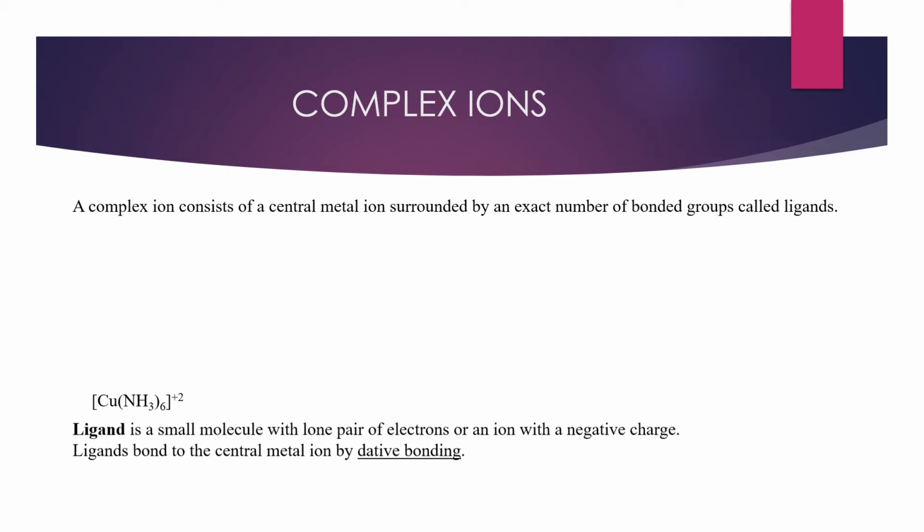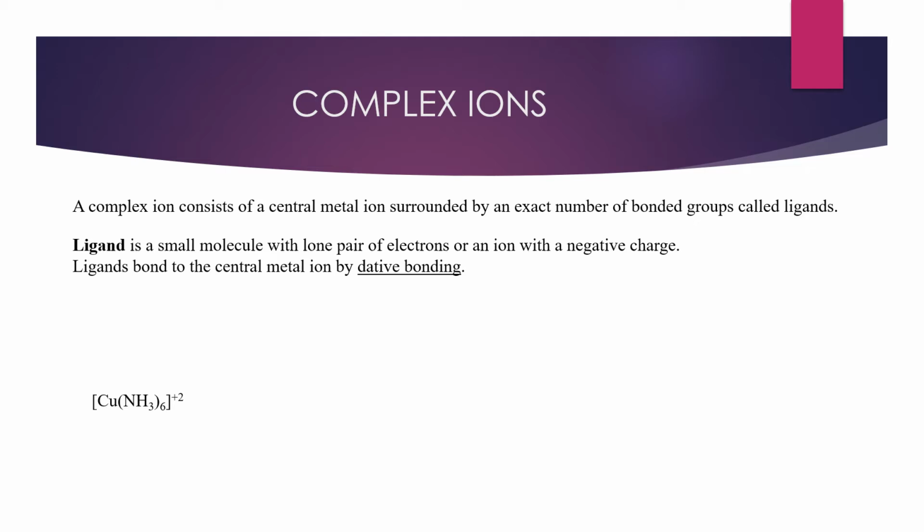Now, these molecules which are bonded with the transition metal are ligands. A ligand is any molecule which has a lone pair of electrons or a negative ion. Anything that has a lone pair of electrons or any negative ion can act as a ligand. So the bonding between a ligand and the transition metal is dative bonding. As you can see in the structure between ammonia and copper ion, the bonding here is dative bonding, where the electron is provided by only one atom. And in this case, the ammonia is providing the electrons to the copper ion.